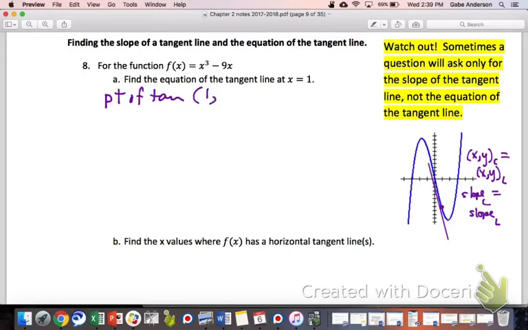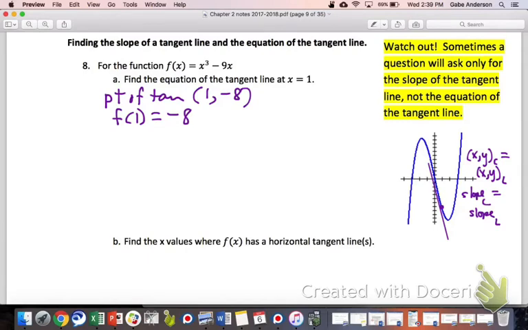How do I find the y to go with that x? Just plug it on in, right? So if I take the 1 and I plug it in, let's use the right notation here. f of 1 is equal to what? 1 minus 9? Negative 8. So you could say the point of tangency is f of 1 equals negative 8, or the traditional way, 1 comma negative 8. So we got the point of tangency. That's that point right there, and you can see 1 comma negative 8 looks about where that is.